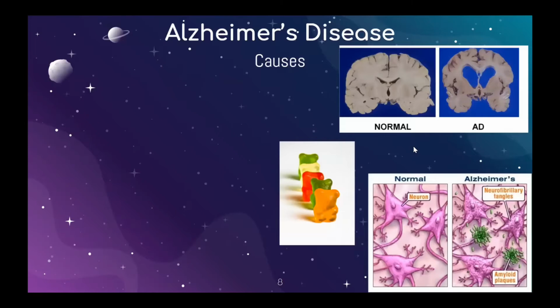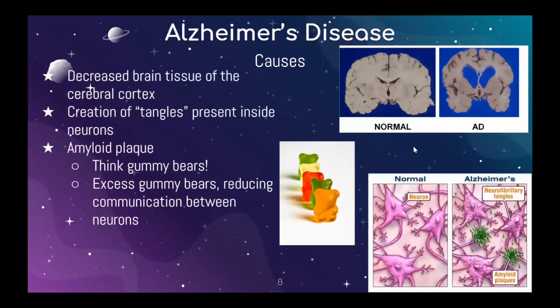Next, we'll be talking about the causes of this dangerous neurodegenerative disease. We can see here the brain on the right has decreased tissue and brain matter in an AD patient versus a normal patient. There is something called a tangle that's present inside of these neurons, and it's made up of something called amyloid plaque. Can everyone pause the video and say amyloid plaque 3 times to themselves?